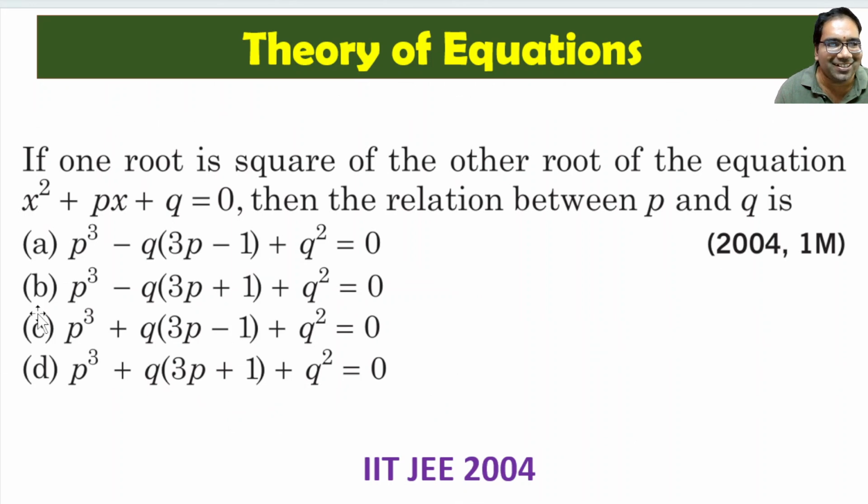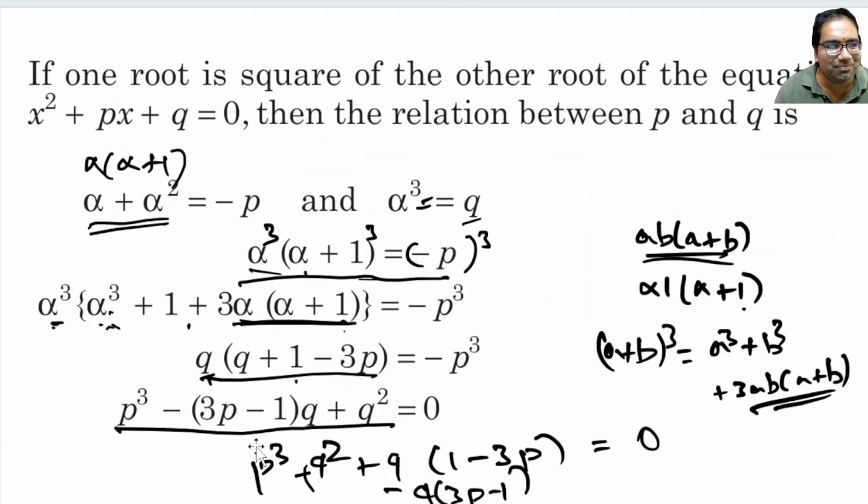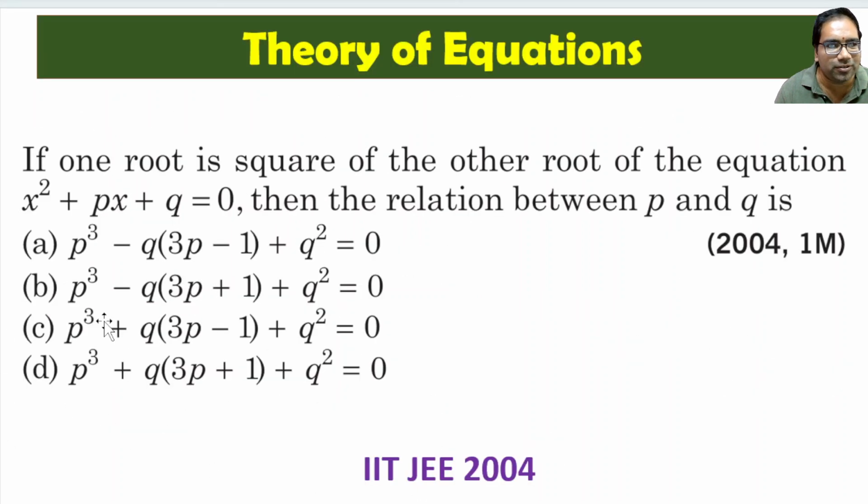P and q, right. P cube minus 3p minus 1 into q plus q square. Right, this is the correct answer.